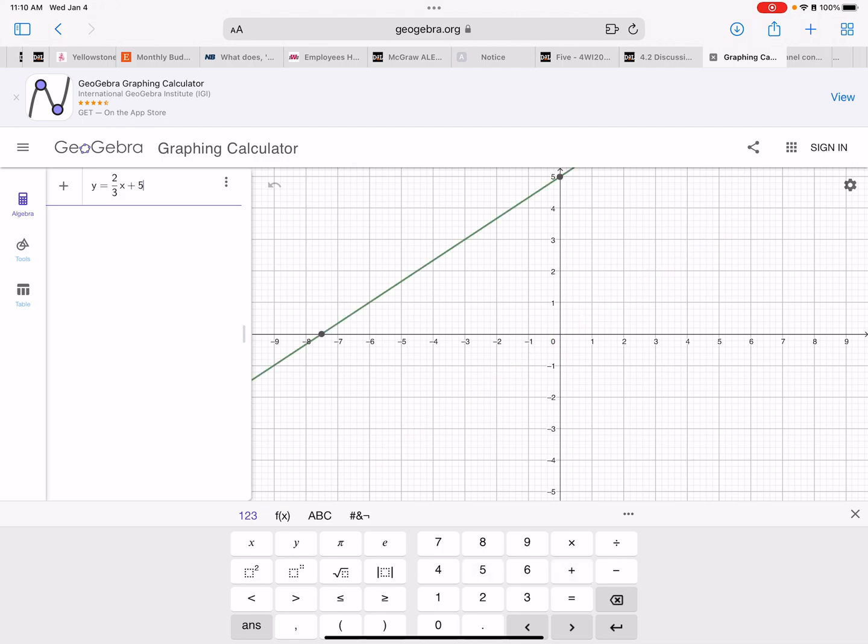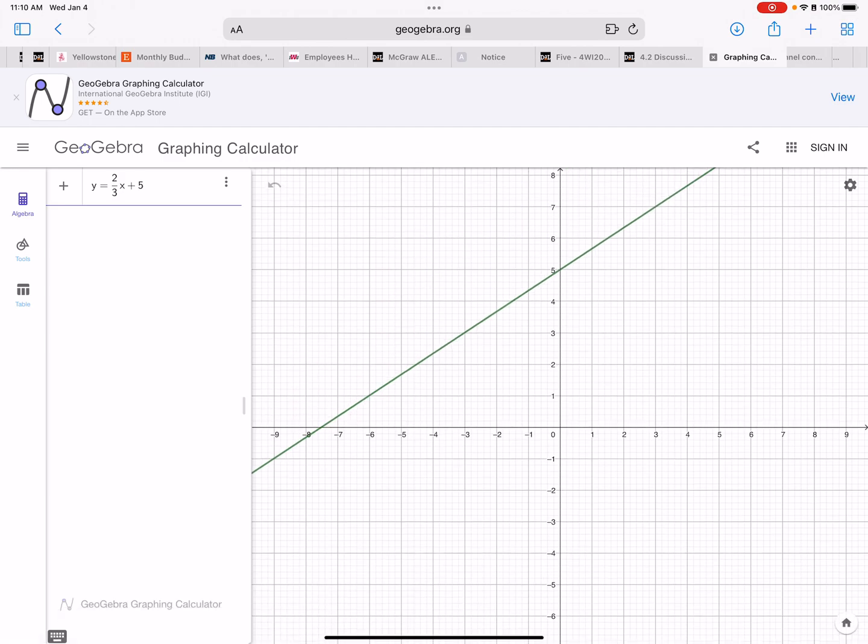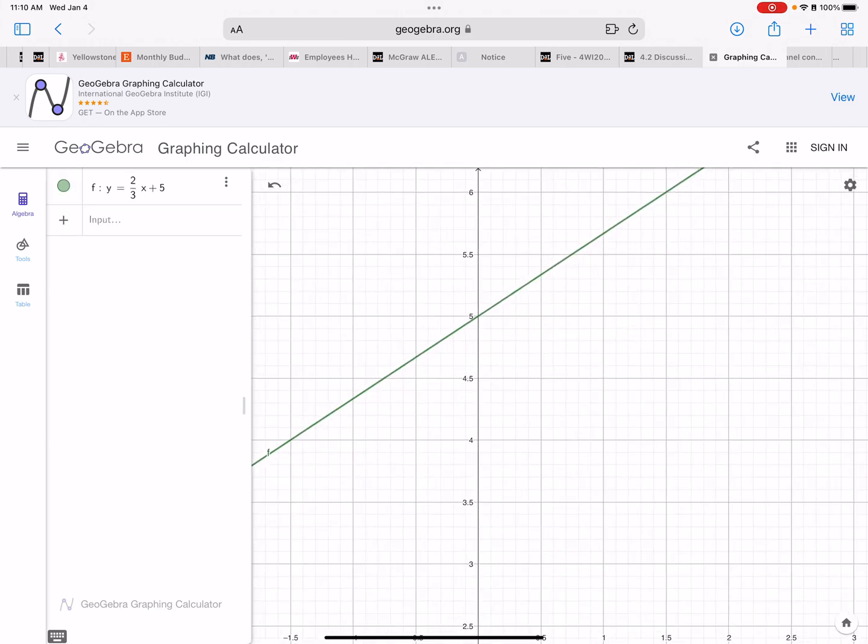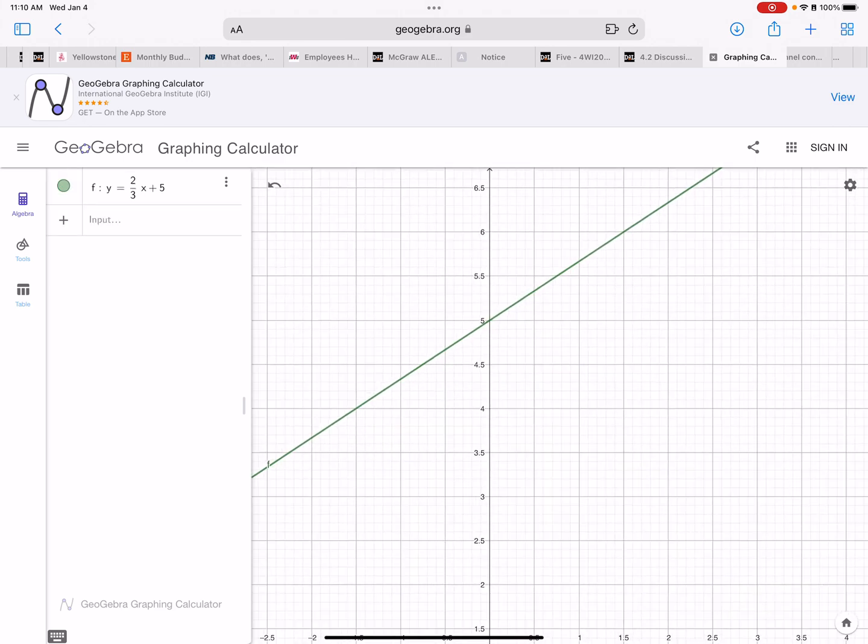There we go. So at this point, what I would do is I would take a screenshot, so you can see my screenshot that I just took. I would take a screenshot of that, and I would go ahead and turn that in. That was part of your work. And you would describe this graph as you can see, that the y-intercept is at 5 and the slope is up 2 to the right 3.